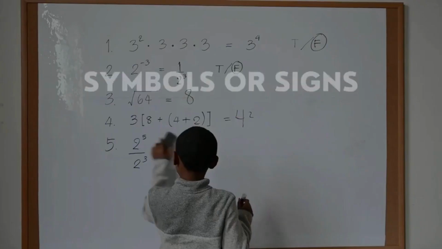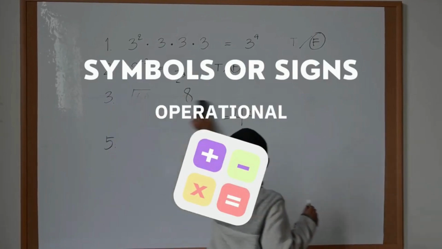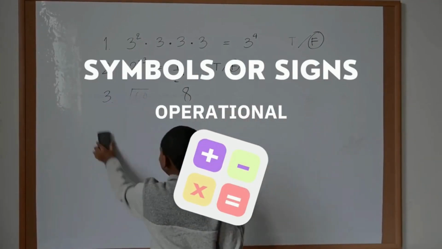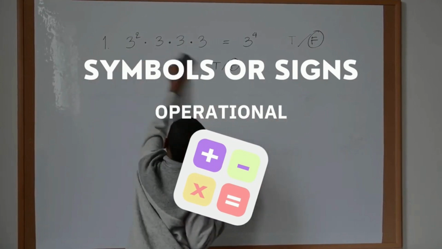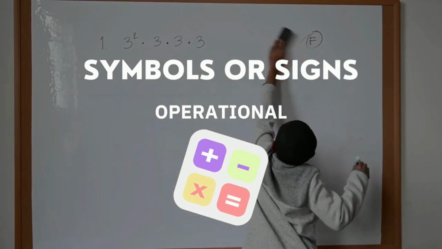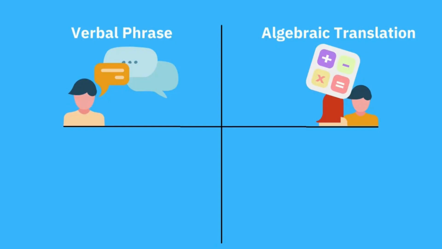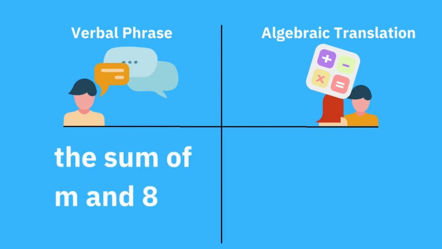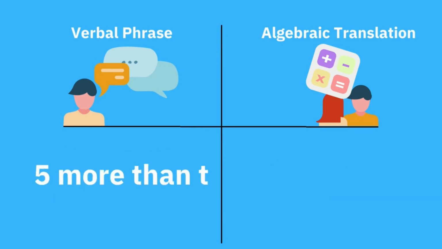There are many ways to express the addition, subtraction, multiplication, or division of algebraic expressions. Some verbal expressions and their algebraic expressions with addition and subtraction are shown in the following table. Let us divide the table into two parts, the verbal phrase and the algebraic translation. Now, what is the algebraic translation of the sum of m and 8? Very good, that is m plus 8. Another one is 5 more than t. The translation would be t plus 5.